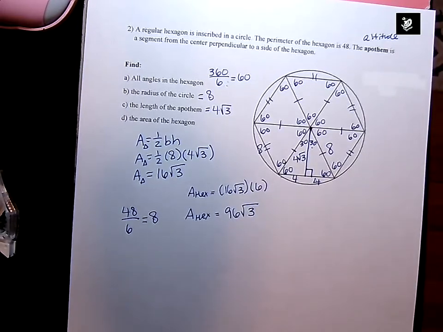So there's a question just like that on your homework, and this is the guided steps on how to answer that problem. The rest of them will just deal with the congruent chords that are equidistant from the center.